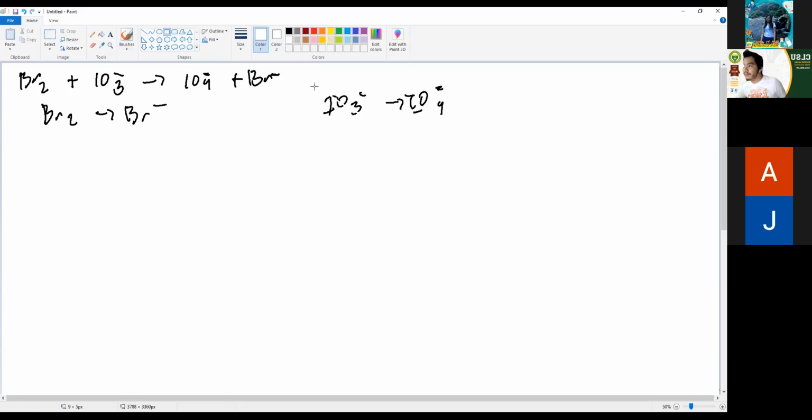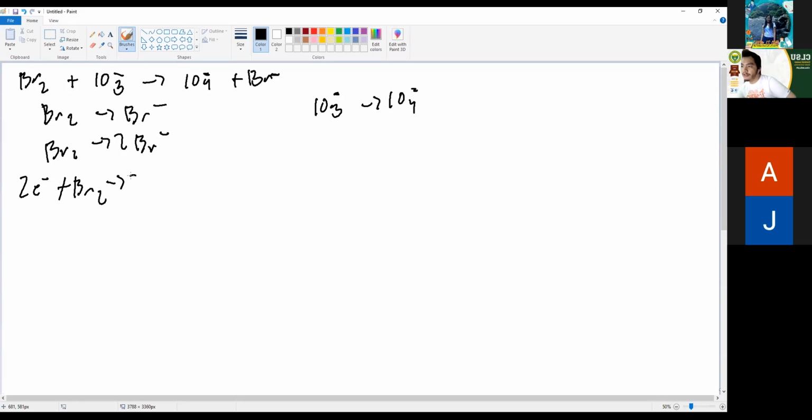O, balik tayo. Ayan. So, IO3- will yield IO4-. So, balance. So, dito muna tayo. So, Br2 yields 2Br-. So, wala namang hydrogen, walang oxygen. So, now, mabalance natin yung electrons. So, you have a negative 2 charge here, you have 0 here. So, 2 electrons plus Br2 will yield 2Br-. So, balance na.